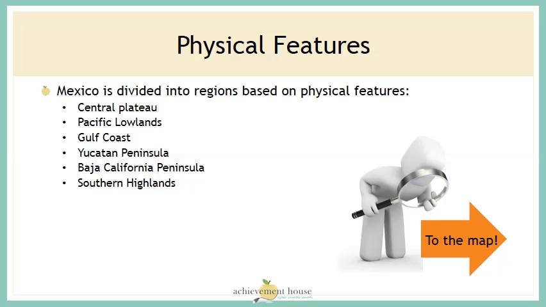When learning about the geography of a location, you should always look at the physical features and a physical map of the location. Mexico is divided into regions based on its physical features. There's the Central Plateau, Pacific Lowlands, the Gulf Coast, Yucatan Peninsula, the Baja California Peninsula, and the Southern Highlands. A peninsula is a piece of land that is surrounded by water on 3 sides. Let's go to the map and take a look.